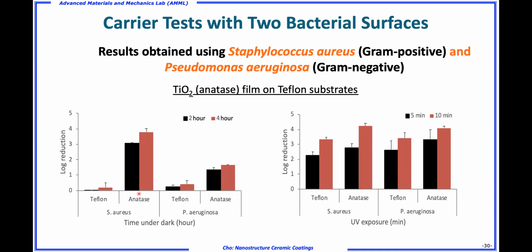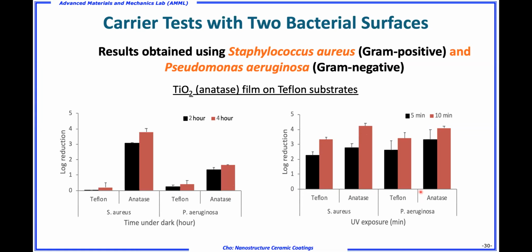So this is a bit more effective. On the other hand, in the gram negative bacteria case, this shows about 1 to close to 2 log reduction, but the effectiveness is smaller compared to gram positive. These samples were also exposed to some UV light, with the control sample and anatase coated Teflon. There's a slight increase in the log reduction, but this is not as effective as the case for the dark environment.